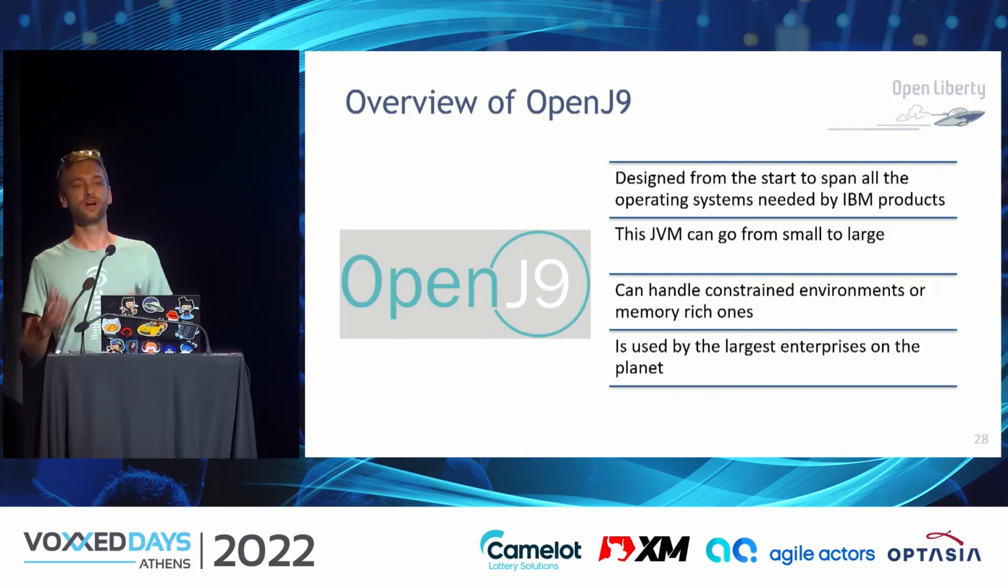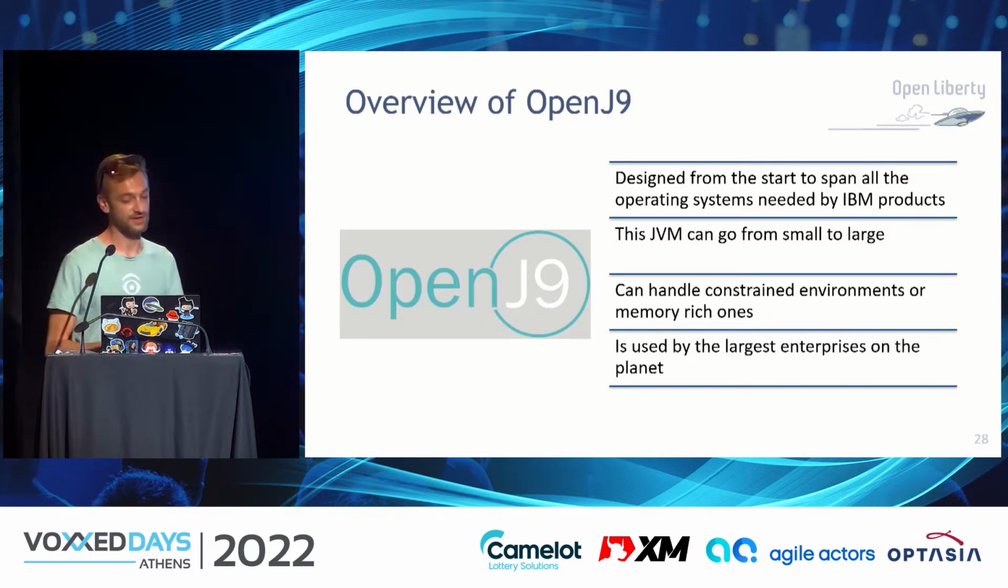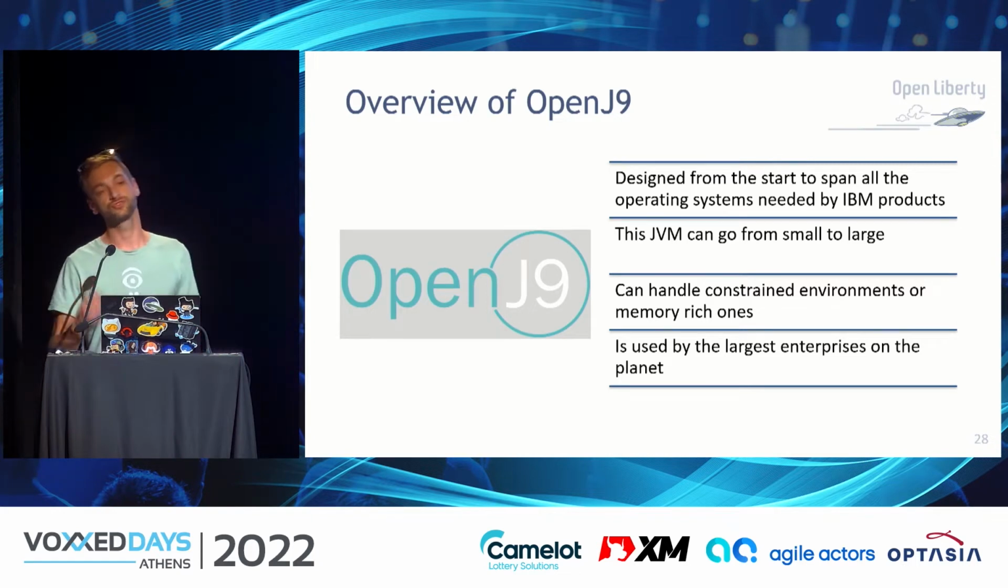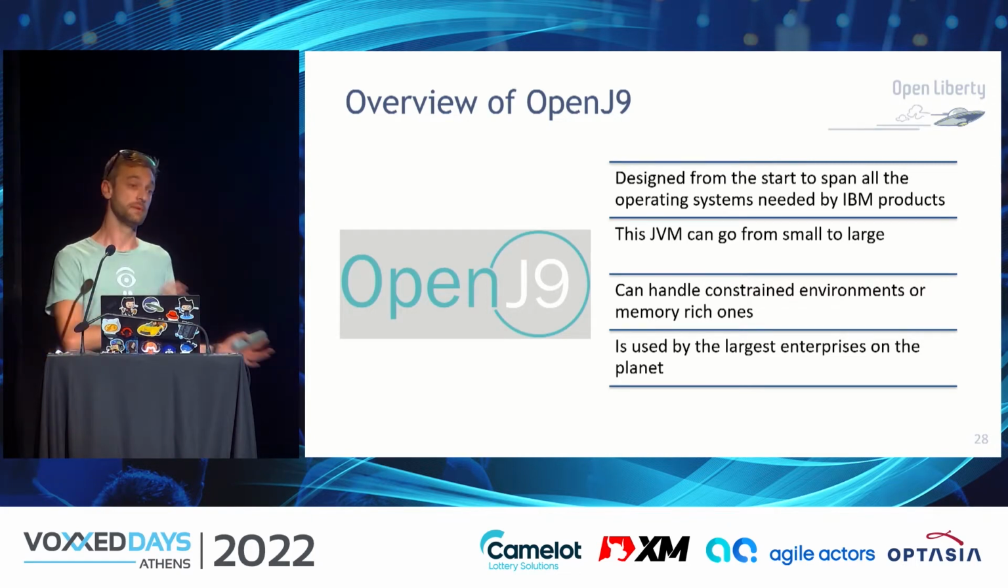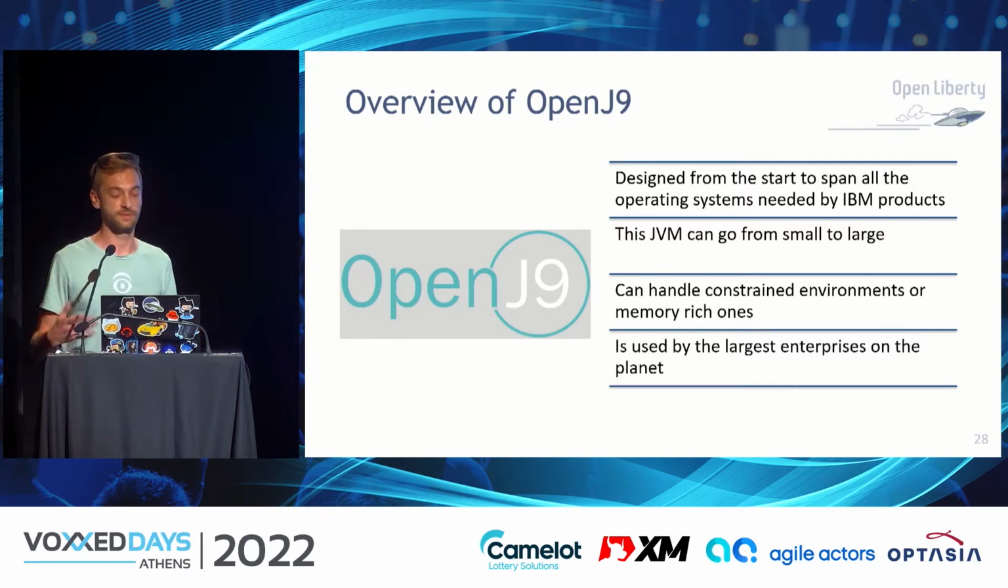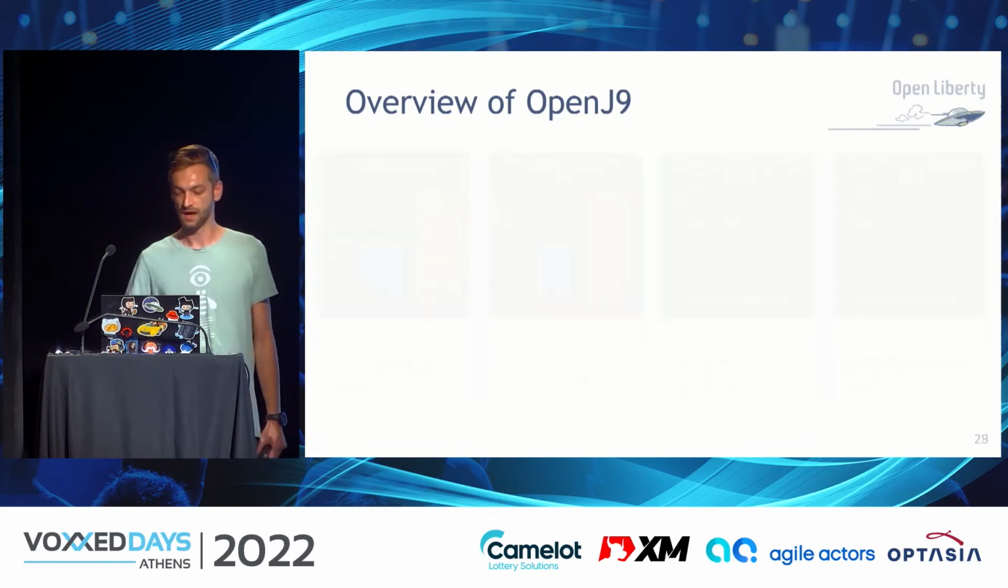This is really designed to span all different IBM products, so it means all different architectures, all the way from mainframe to ARM architecture. Basically, it has to span every kind of architecture. It can go from small to large, so there are very small versions of this JVM and very big ones, and it can handle constrained environments really well, and I'll talk a little bit more about that later. Like I said, it's used by some of the largest enterprises on the planet, so it is a very, very robust JVM.